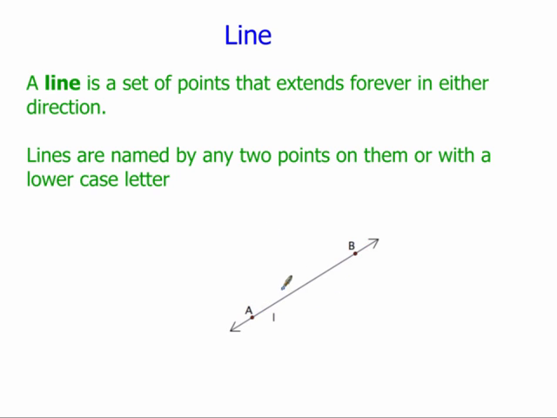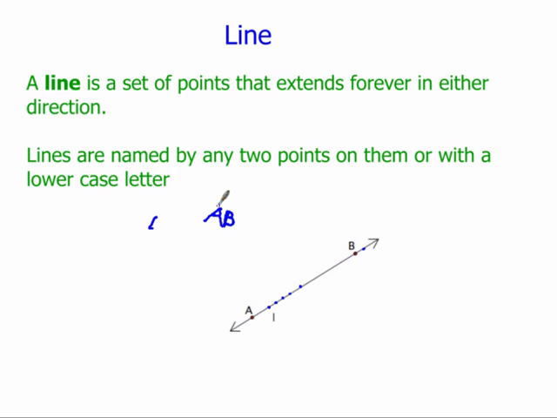Here I've got point A and point B, but I have another point on here, and another right here, and right here, over here somewhere, and so on. It's just a set of infinitely many points that are in line with each other and go on forever. Lines are named by any 2 points on them or with a lowercase letter. So this one is represented by a lowercase l, so I could say that this is line l. Or I've got these 2 named points, A and B, so I can also call this line AB.